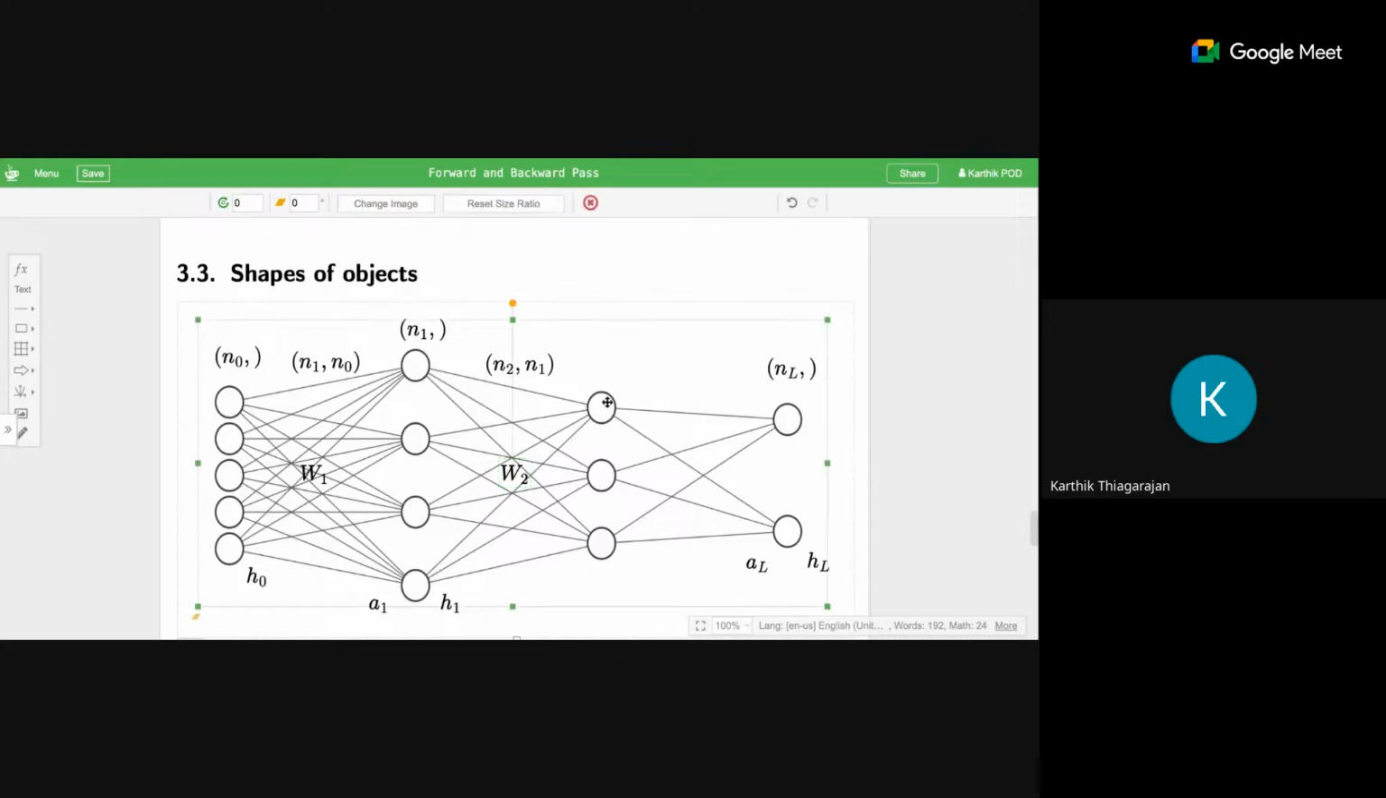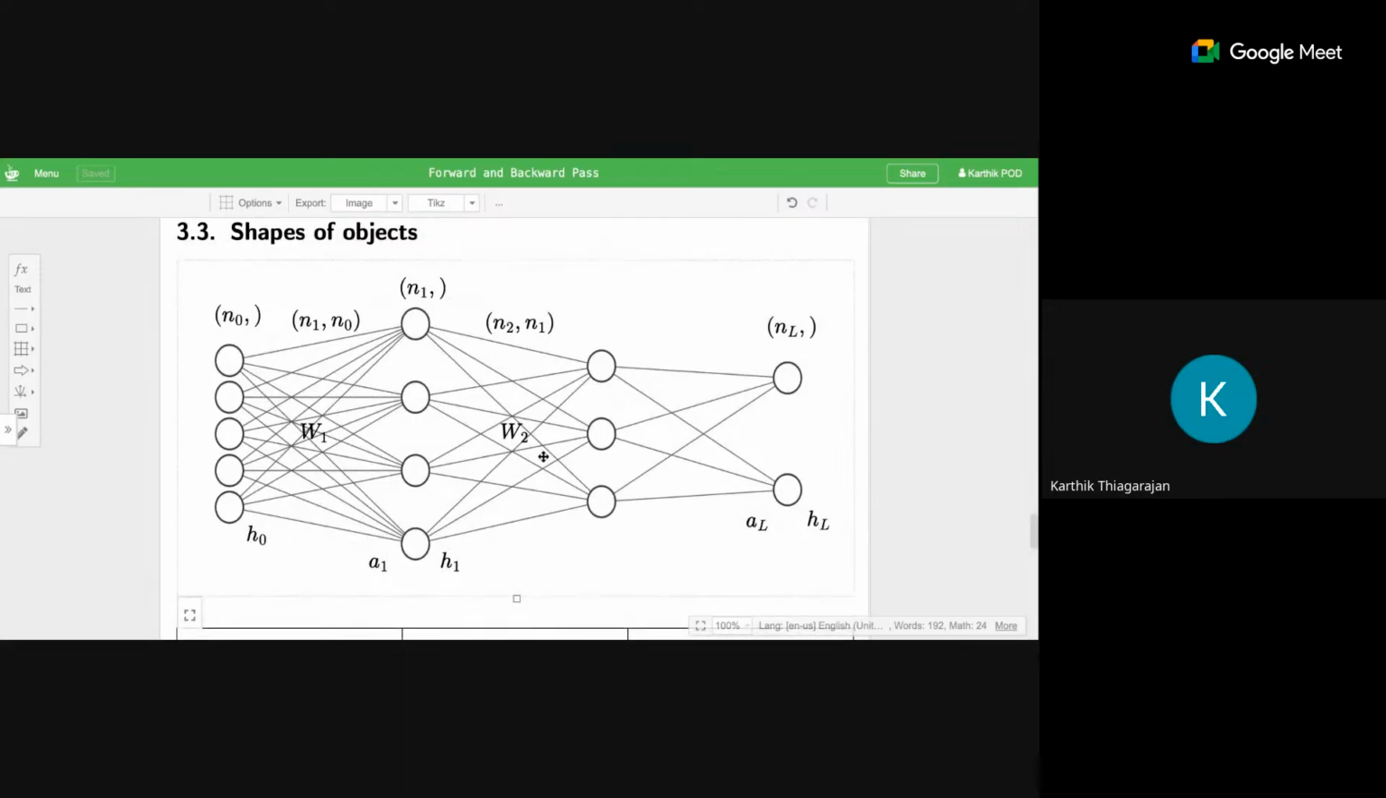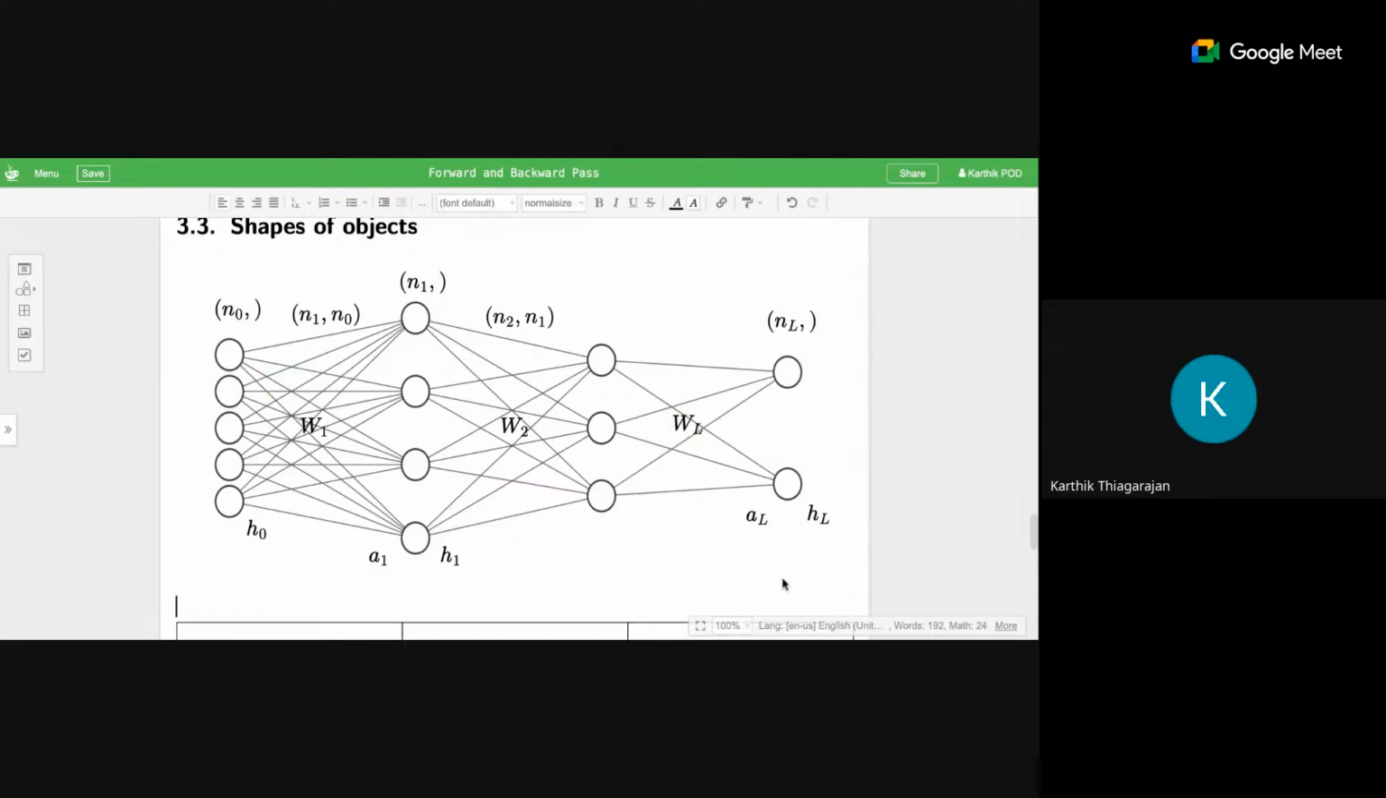Whichever layer is the output, that is the subscript that will go here. Is that part clear to everyone? If you keep doing this, the final layer will be WL.